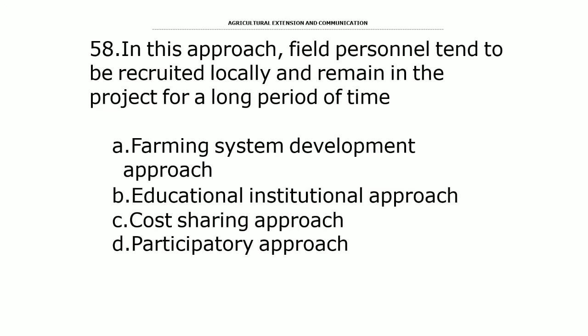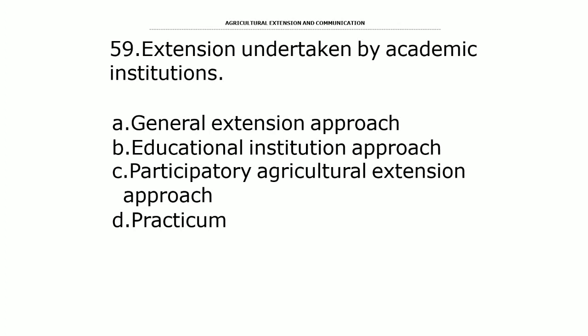Number 58. In this approach, field personnel tend to be recruited locally and remain in the project for a long period of time. A. Farming system development approach. B. Educational institutional approach. C. Cost sharing approach. Or D. Participatory approach. The answer is cost-sharing approach. Number 59. Extension undertaken by academic institutions. A. General extension approach. B. Educational institution approach. C. Participatory agricultural extension approach. Or D. Particular.